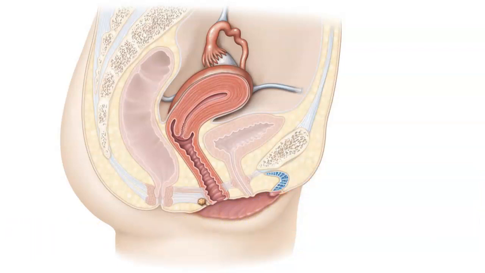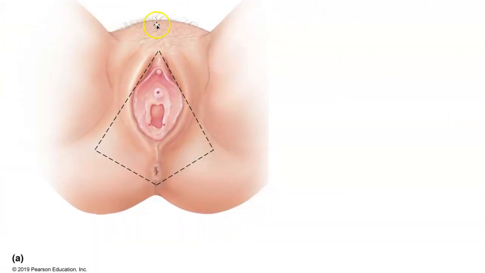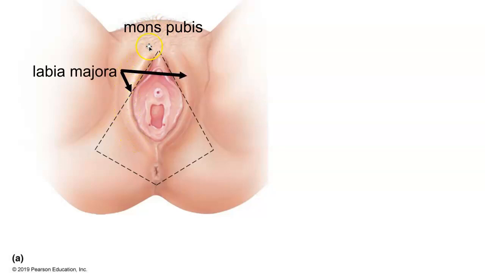We're taking a look at the superficial anatomy. Let's take a look at those structures again. This is mons pubis. That's just the tissue that's anterior to the pubic symphysis. And notice how that tissue extends posteriorly into two outer folds of skin. Those folds are labia majora. Labia majora encloses the whole vulva and is part of the vulva.